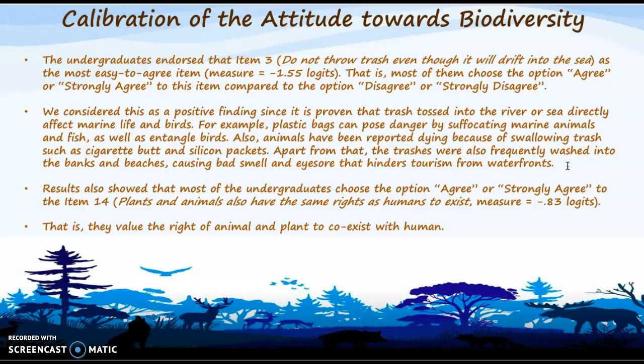The results also showed that most of the undergraduates chose the option agree or strongly agree for item 14, as I mentioned earlier in the previous slide, with the logit value of 0.83. This is the item on the right of animals and plants to coexist with humans.